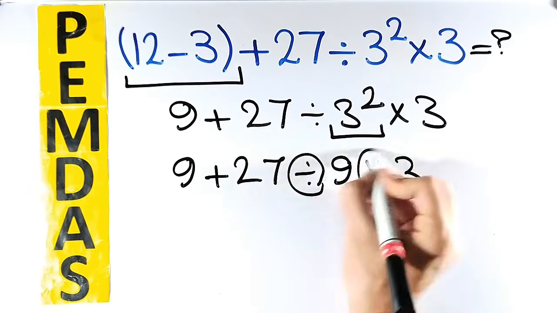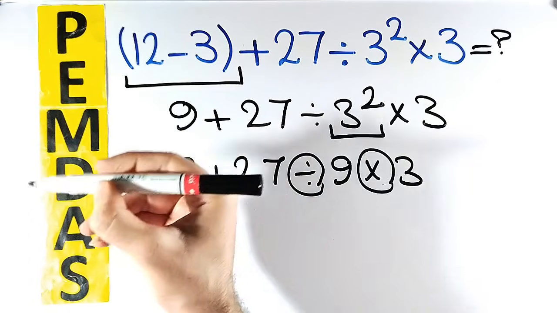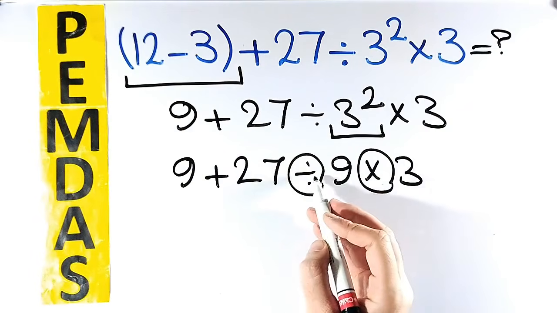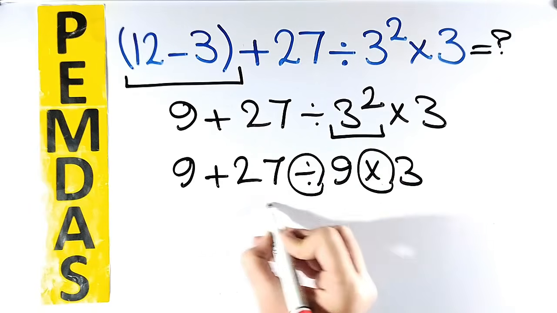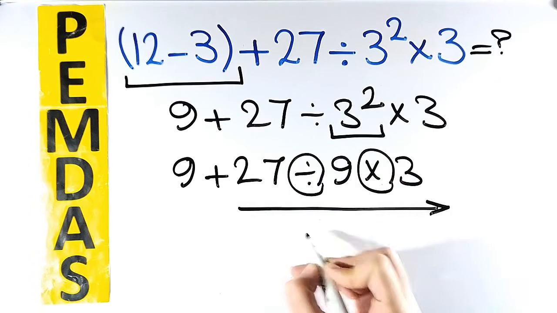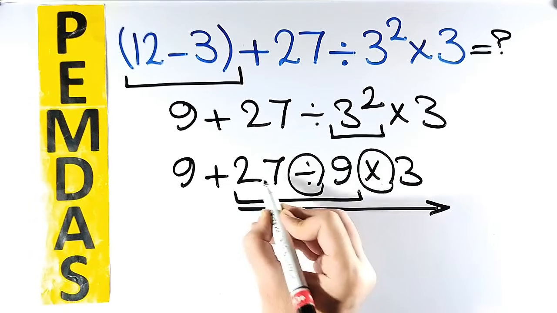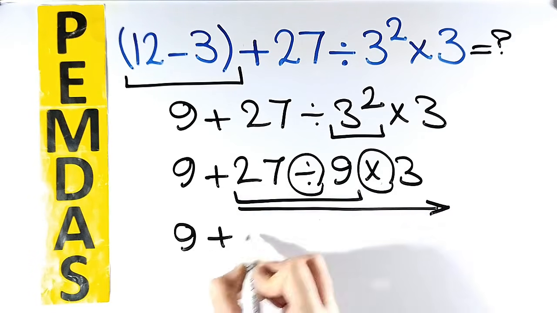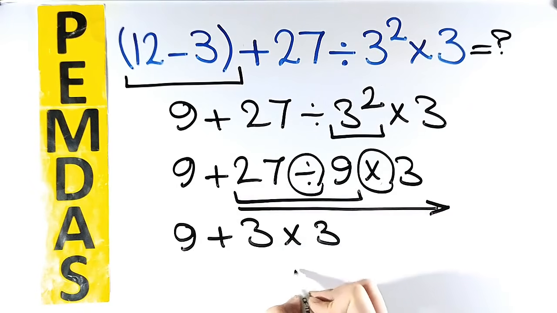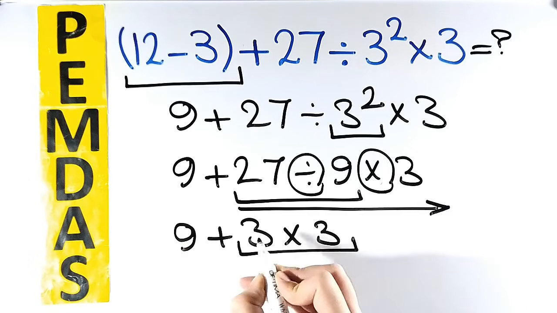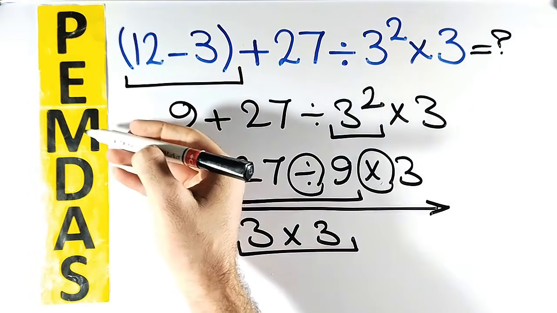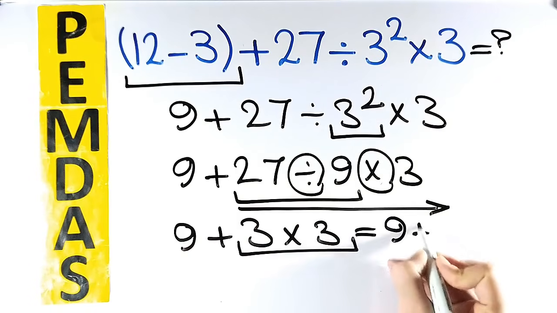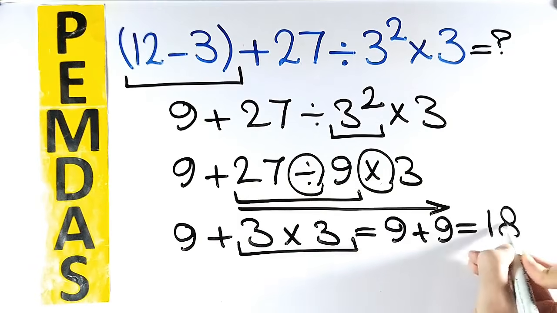Then, we go for the division and multiplication, because multiplication and division have a higher priority than addition. However, we must pay close attention that multiplication and division have equal precedence, and we must perform these two operations from left to right. So, first we go for the division between 27 and 9. And instead of this expression, we can write 9 plus 3 multiplied by 3. And the final step, we go for the multiplication between 3 and 3, because multiplication has a higher priority than addition. So, we rewrite this expression as 9 plus 9, which finally gives us the answer 18.